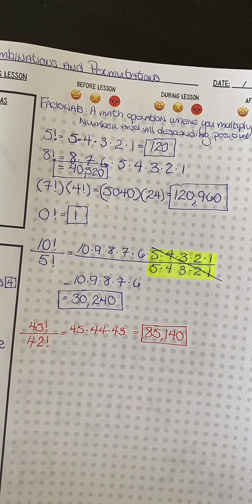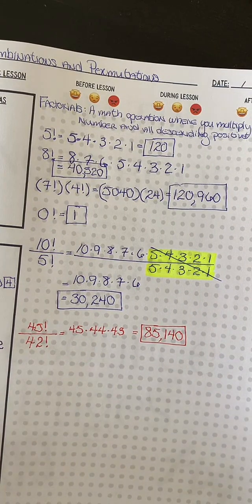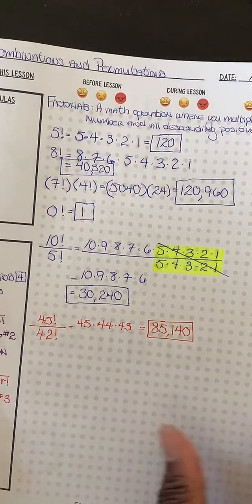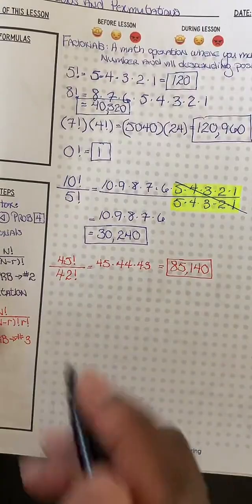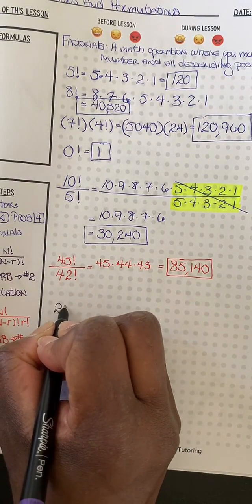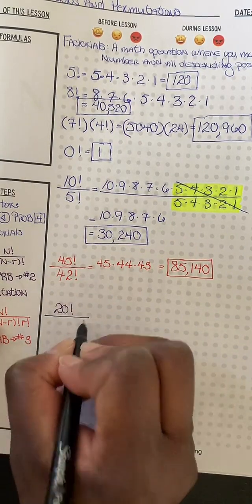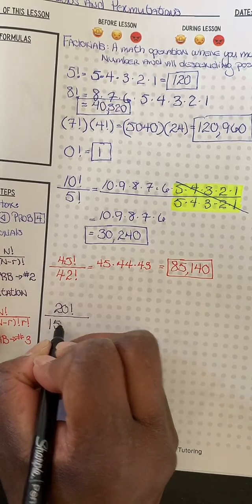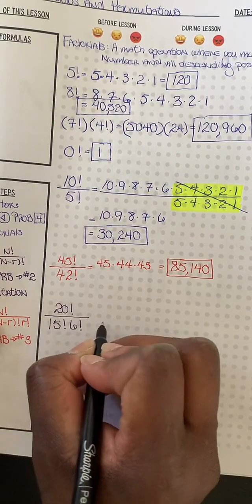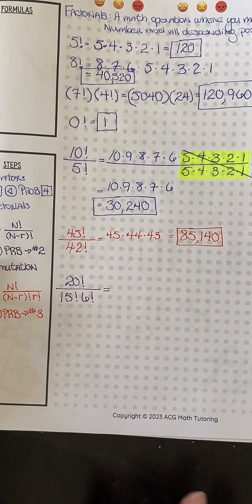Okay. All right. One more problem. All right. So we have our 20 factorial over 15 factorial times 6 factorial. You're like, ooh, that seems fun.